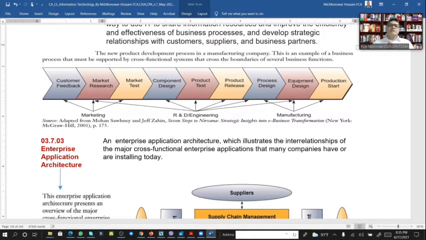This is part of the engineering and research and development work, where market research is included. Market research also works for marketing as well as research and development. And then if we see the process design, equipment design, and production start, this is manufacturing. So the equipment design and process design are also part of research and development. So these are the cross-functional activities.